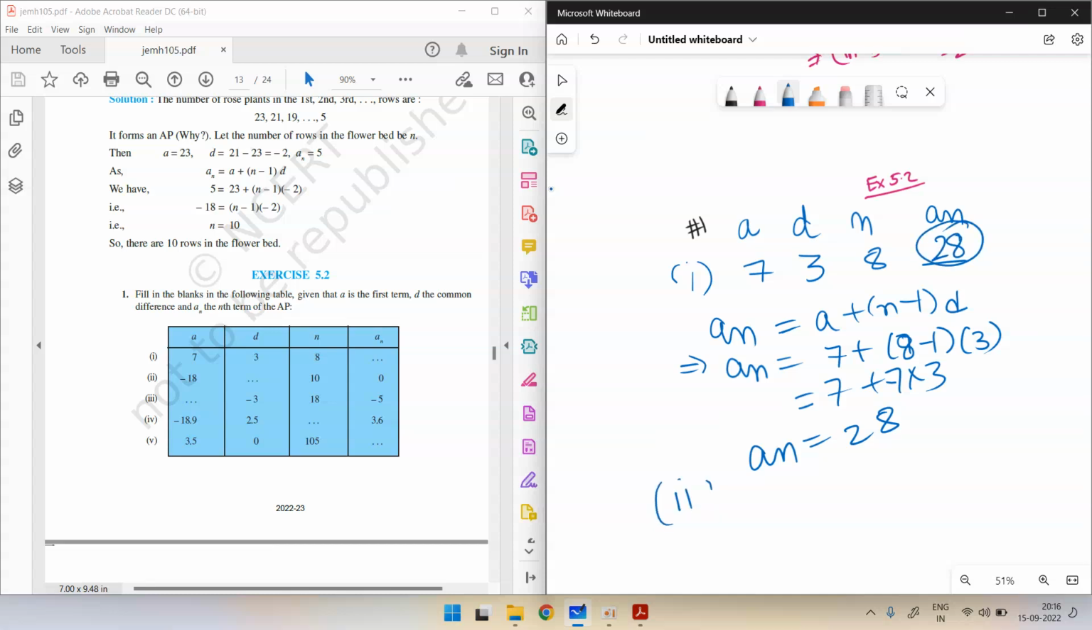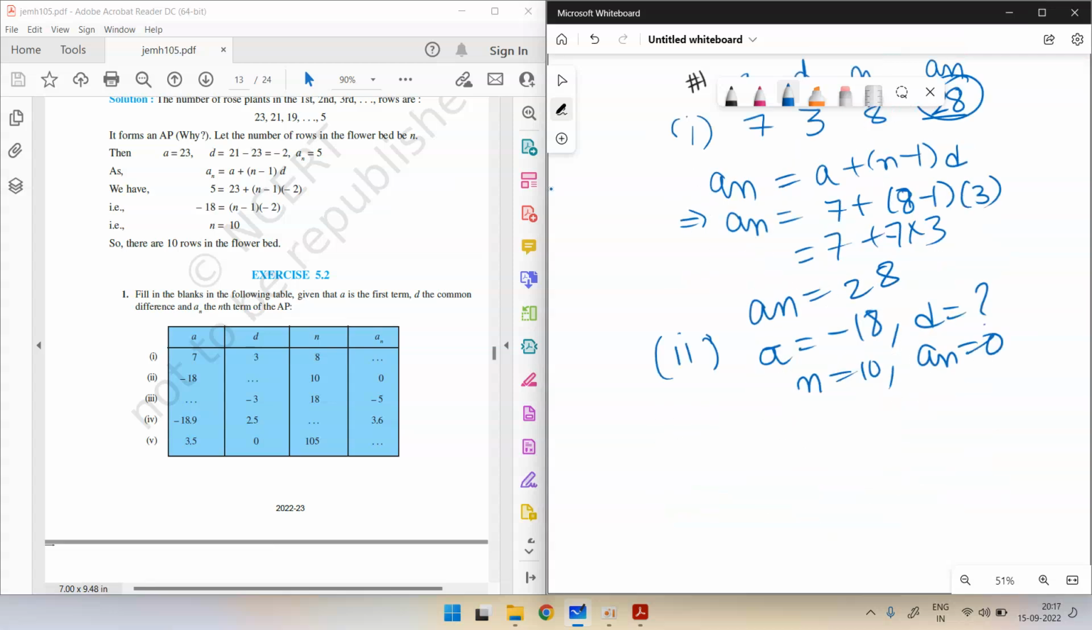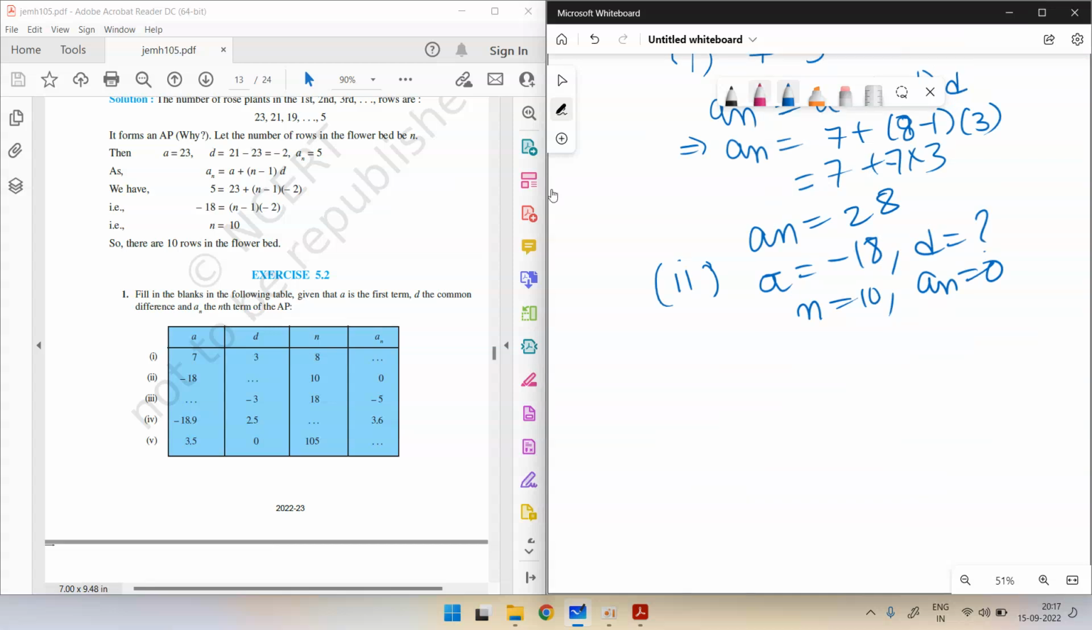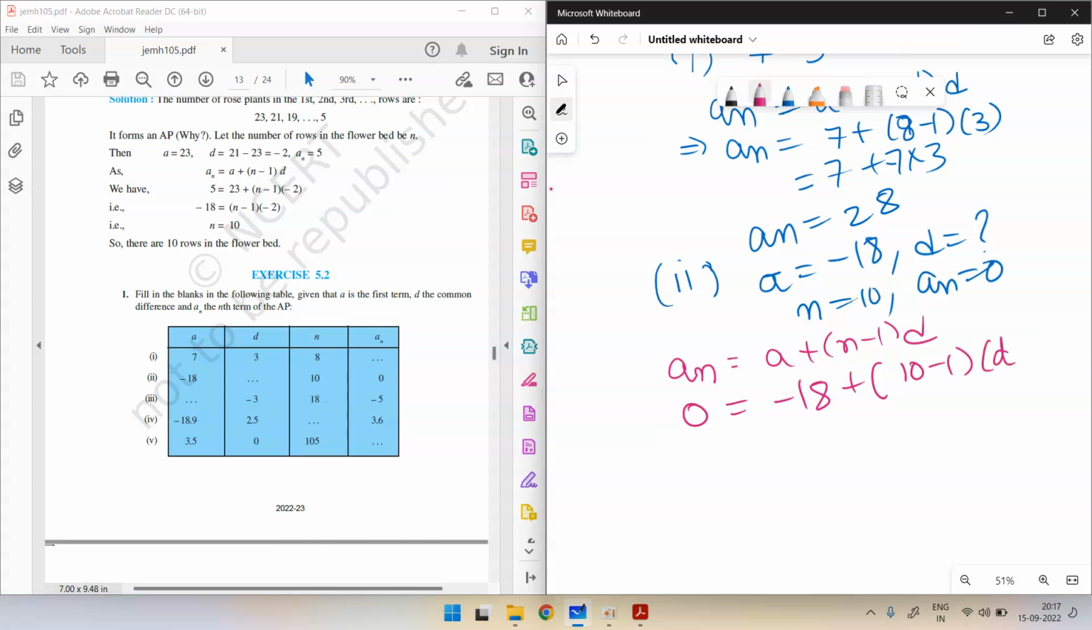Now second, it is given that a is minus 18, d you need to find, n is 10 and a of n is 0. For this you again apply the same formula, a n is equal to a plus n minus 1 into d. So a n is 0, a is given to be minus 18 plus n is given to be 10 minus 1, and d you don't know. So 18 equals 9 into d, which implies that the value of d is equal to 18 by 9, which is equal to 2. So the common difference is 2.